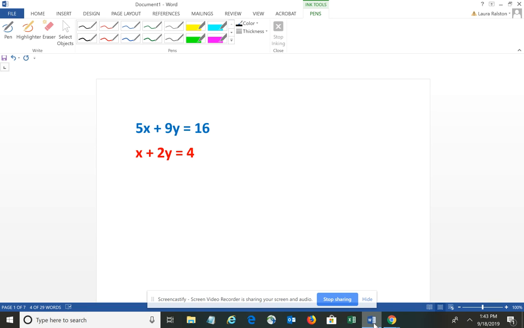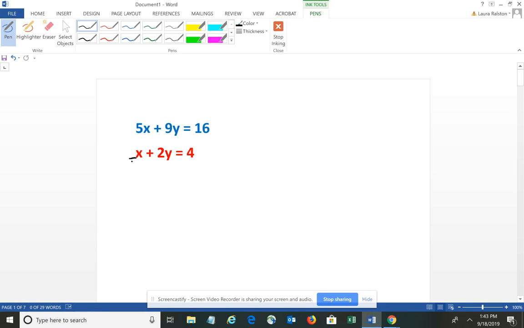For example, in this first problem, we have 5x plus 9y equals 16, and x plus 2y equals 4. I notice that in this second equation, the x has a coefficient of 1. The reason I say that is it makes it a little easier and less messy if you have that coefficient of 1. I've color coded these: the first equation is in blue and the second equation is in red.